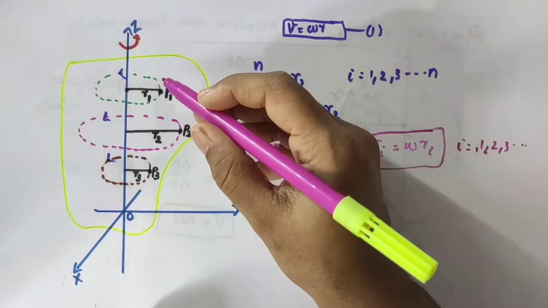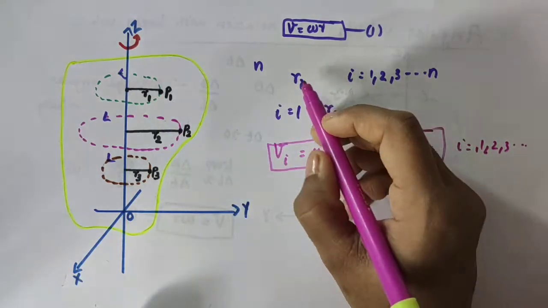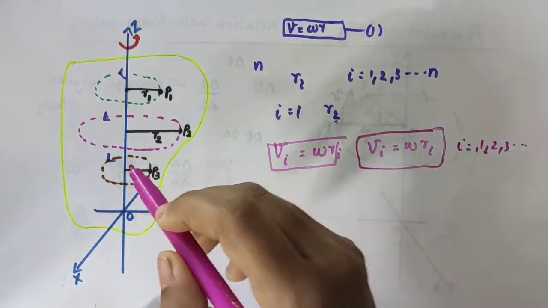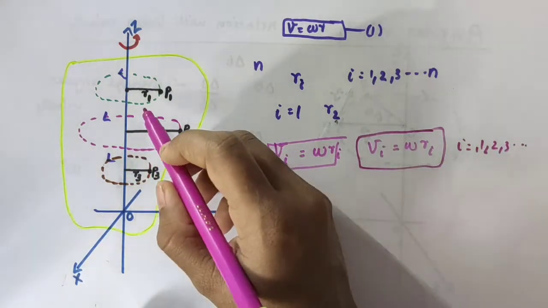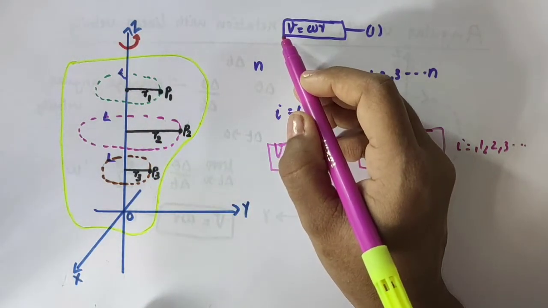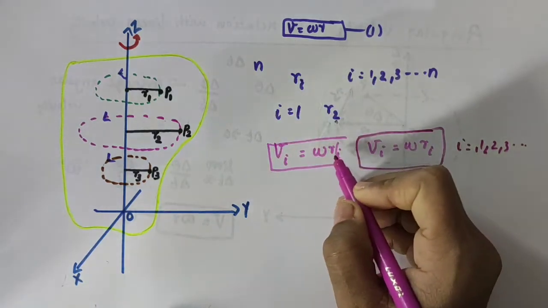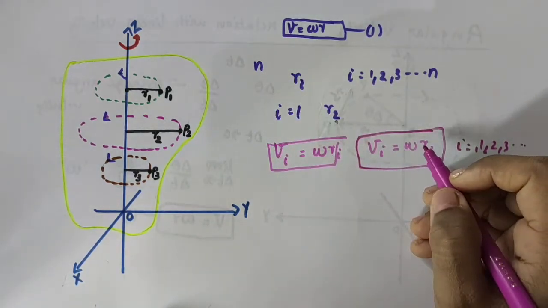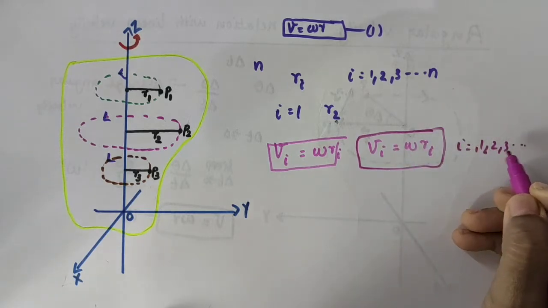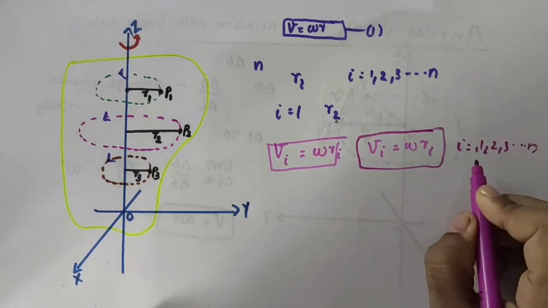You can take any particle on this rigid body at a perpendicular distance Ri. In general Ri can be R1, R2, R3 and so on. So if you are considering a particle at a perpendicular distance Ri from the fixed axis, the linear velocity v at any given instant of time can be written as vi is equal to omega into Ri. Here i can be 1, 2, 3, etcetera, and n is the total number of particles on the body.